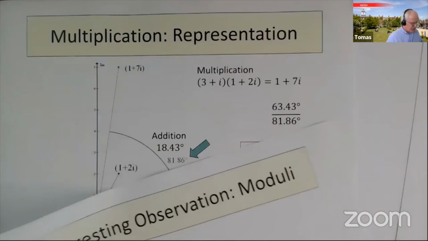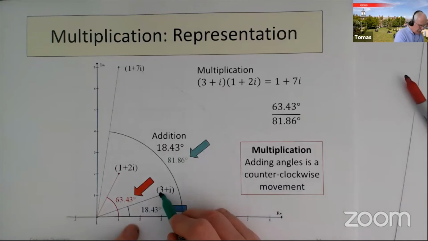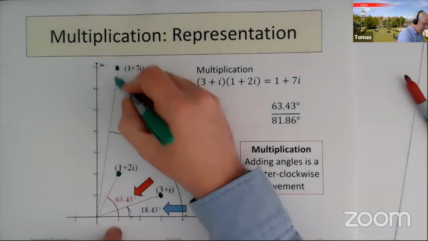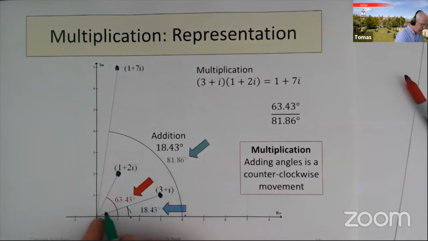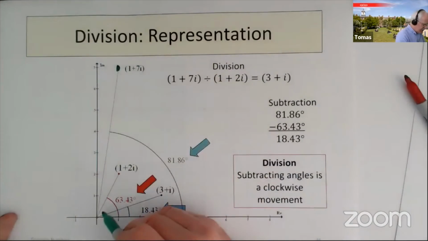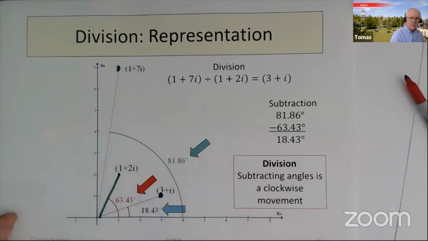So that's an interesting observation. If we look back at our sums, there's multiplication of 3 plus i by 1 plus 2i. That's the angle, the other angle, and the angles added together. So the answer turns out to be the sum of the angles, and the lengths turn out to be the product of the lengths. So that's how it works in multiplication. And in division, if we started with 1 plus 7i and divided by 1 plus 2i, we'd be rotating back this way to end up there.